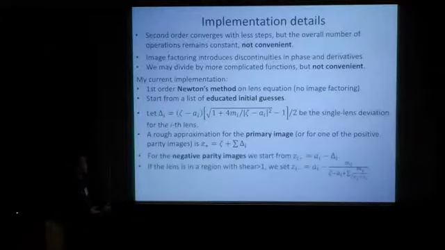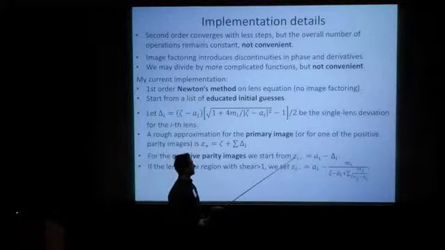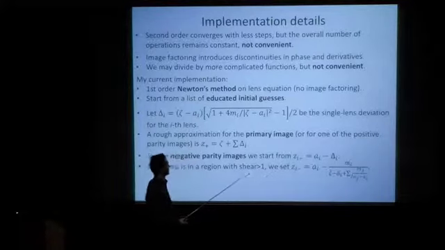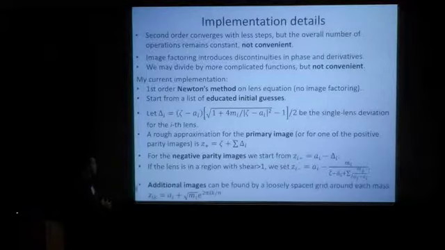For negative parity images, we can do the same. For example, this is good for far lenses. This is good for the lenses in regions where the shear is greater than 1. So you have the two possibilities for the negative parity images. And for additional images, we know that they come all around the critical curves. So we just have to, for example, use a loosely spaced grid around each mass.